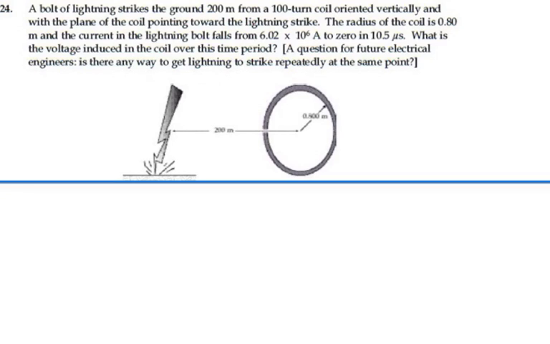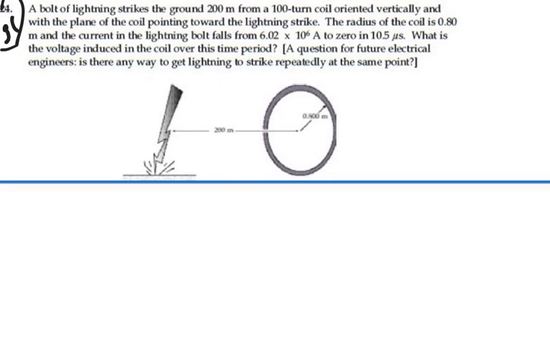Here's problem 3124. A bolt of lightning strikes the ground 200 meters from a 100-turn coil oriented vertically and with the plane of the coil pointing toward the lightning strike. The radius of the coil is 0.8 meters and the current in the lightning bolt falls from 6.02 megaamps to 0 in 10.5 microseconds. What is the voltage induced in the coil over this time period?